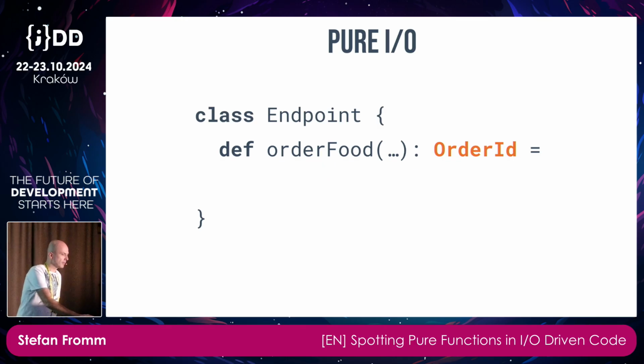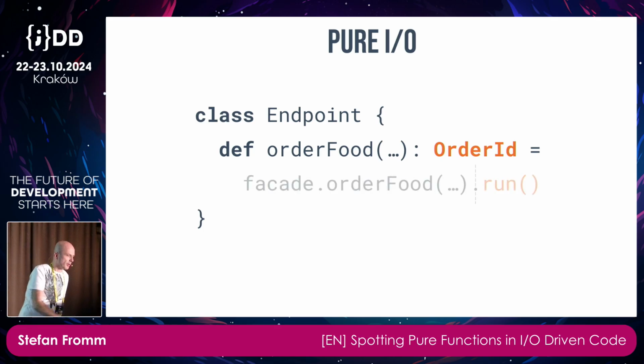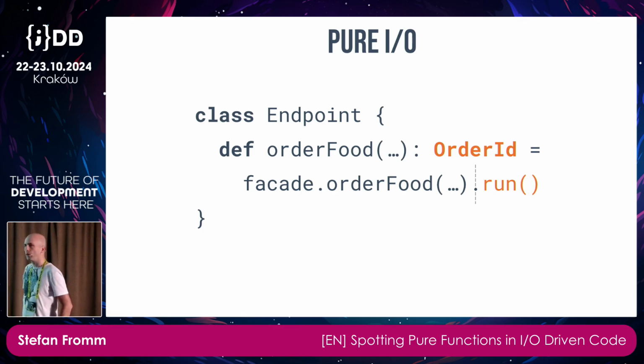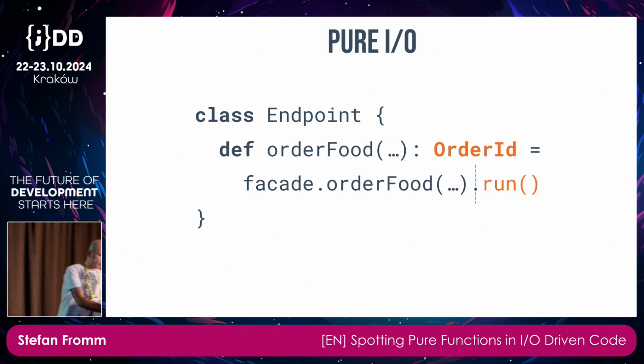And the thing is, on an endpoint, I want to return the order ID because otherwise there's no sense. So on the endpoint, we call the facade's method order food. This will return back a description of an effect, and on the endpoint we have the end of the world. It will call run and run all the IO, the bad things that can happen inside. Okay.